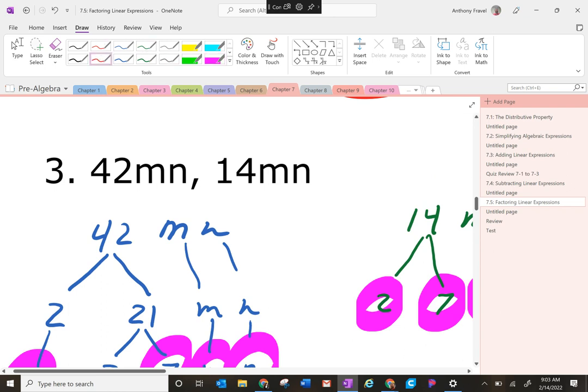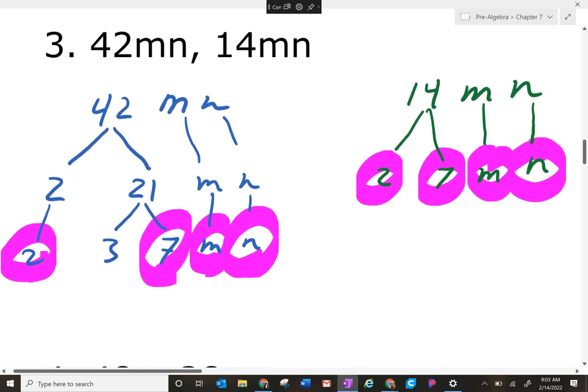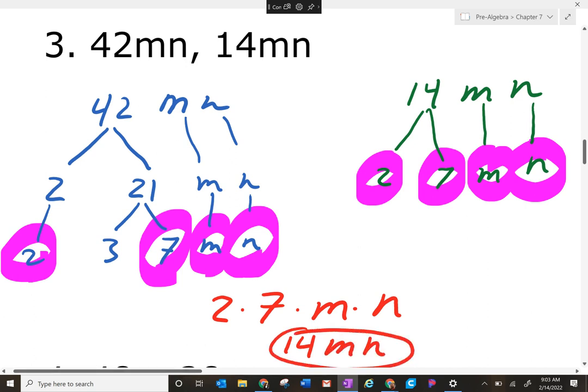Okay, I'm going to look at the stuff that they both have in common, and I'm going to write it out as if it were a multiplication problem first. I write it out with every single one of these things, and then I will combine the terms. So I've got a 2. I've got a 7. I've got an M. I've got an N. I'm going to put all that stuff together. 2 times 7 is 14. M, N. That's my final answer.